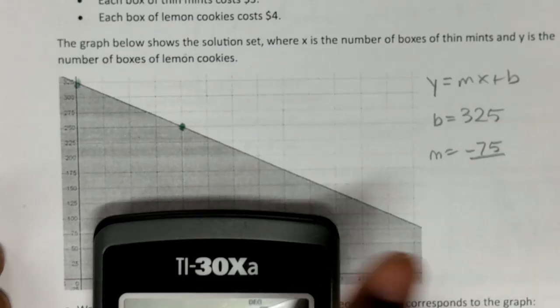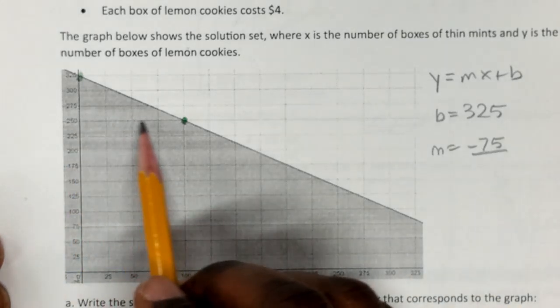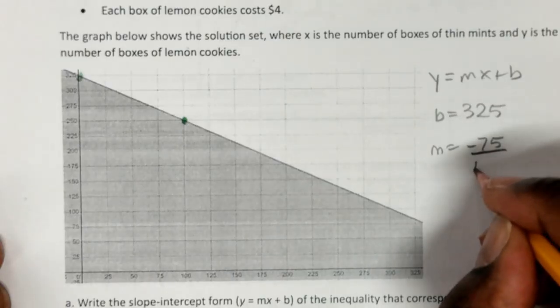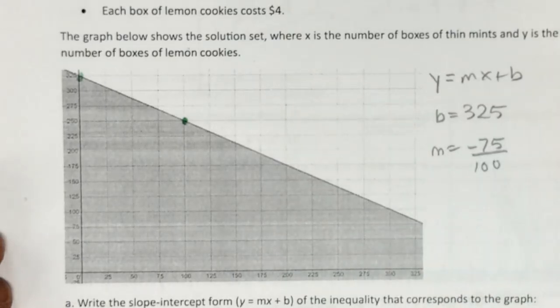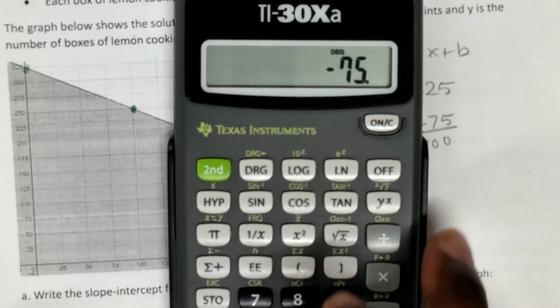Now I need to see how far to the right did I go. So that means I went from 0, which is x, all the way over to 100, which is y. That would be negative 75 over 100. Now you've got to reduce this down. You've got to simplify this if you can. If you don't know how to, you have your handy dandy calculator here.